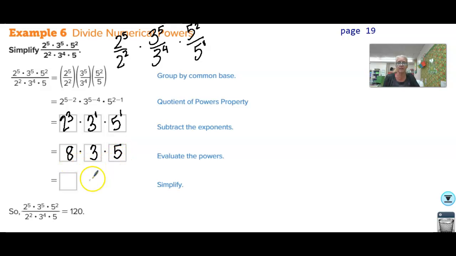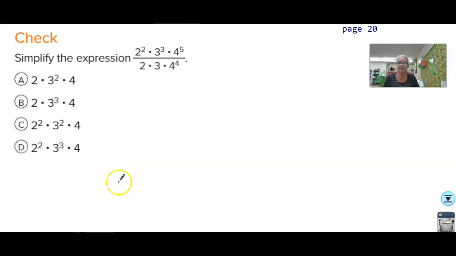And if you multiply these all together, you will get 120. If you want to do that in your head, 8 times 5 is 40. 40 times 3, 120. Okay. That one was pretty messy.